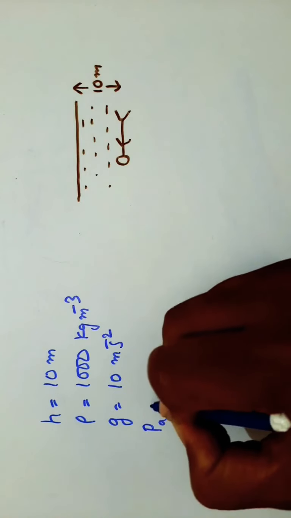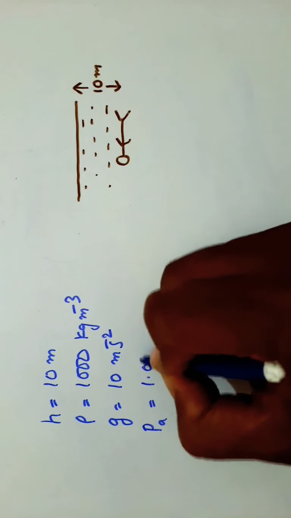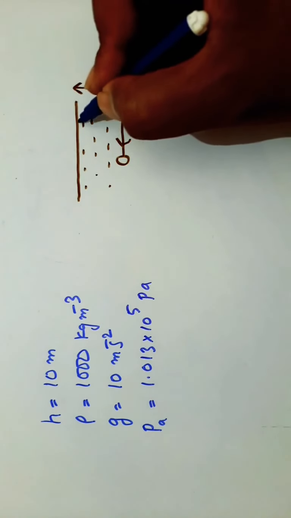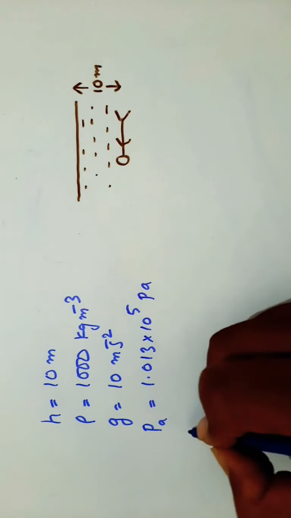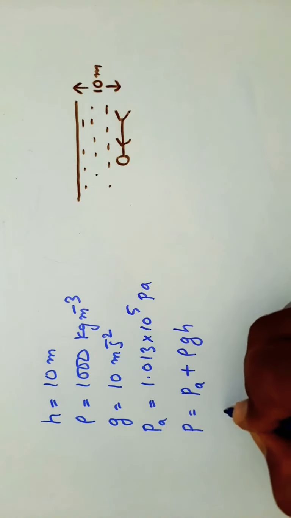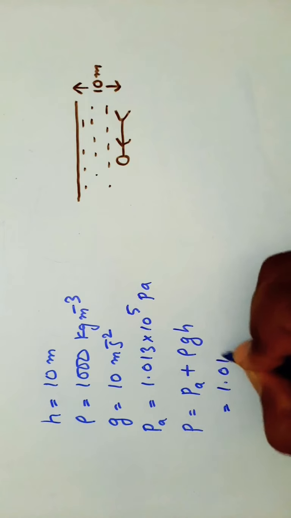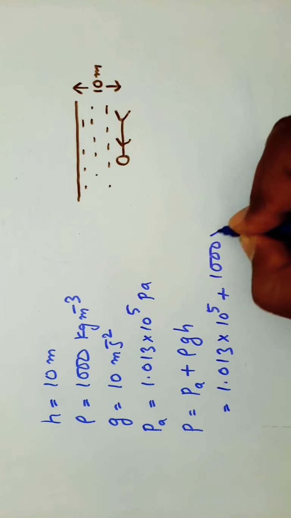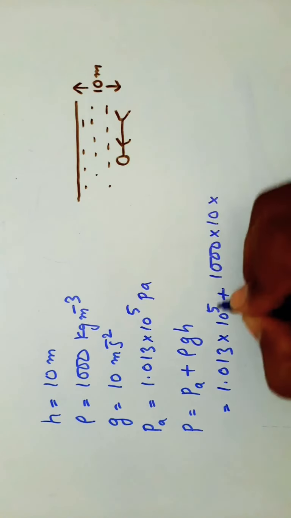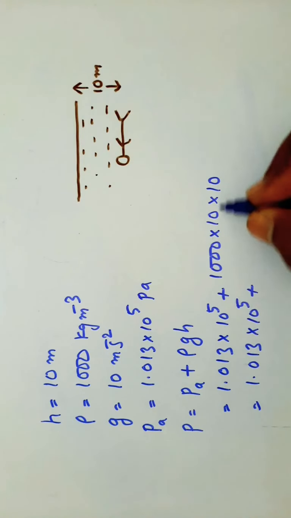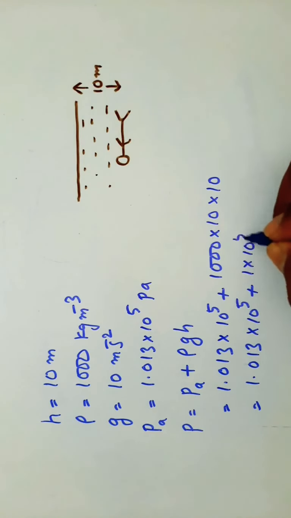Atmospheric pressure we know, that is 1.013 into 10 to the power of 5 Pascal. So here at h depth, the pressure P is Pa plus rho gh. So here Pa is given, 1.013 into 10 to the power of 5 plus rho is 1000 into, here g is 10, h is 10. So that is 1.013 into 10 to the power of 5 plus, here it is 10 to the power of 5. So 1 into 10 to the power of 5.